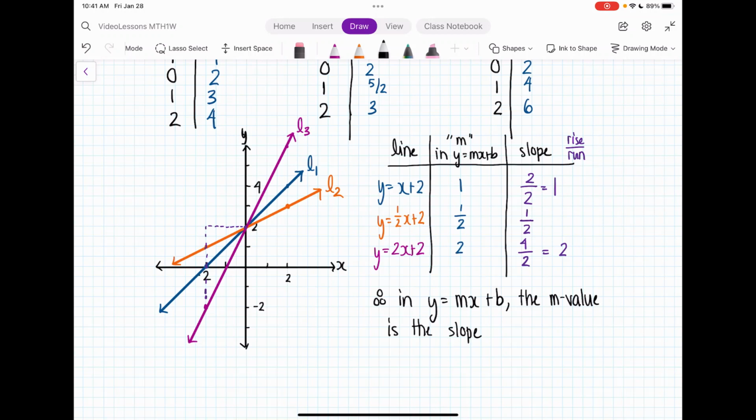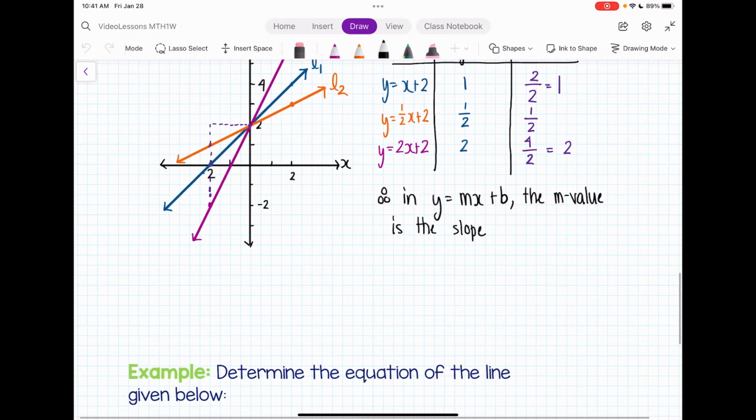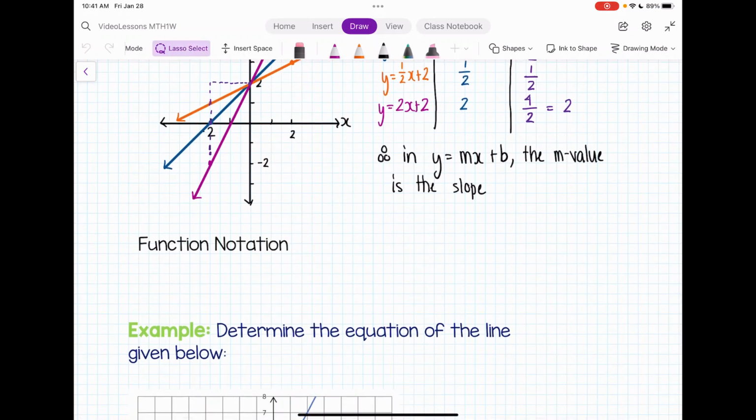Okay, so what we're going to look at right now is just a little bit on function notation. And function notation is just the way we can write the definition of a line, or any function for that matter. And in this case, the function we're talking about is a line.